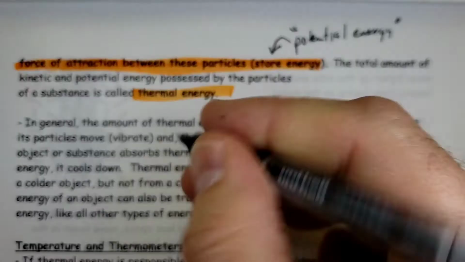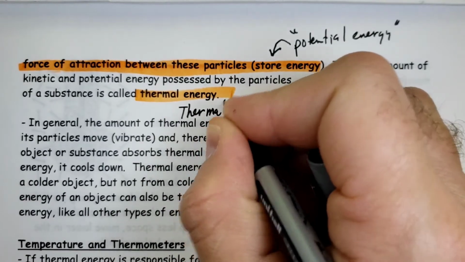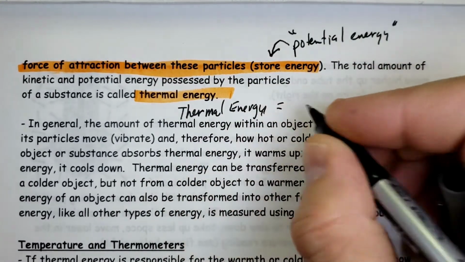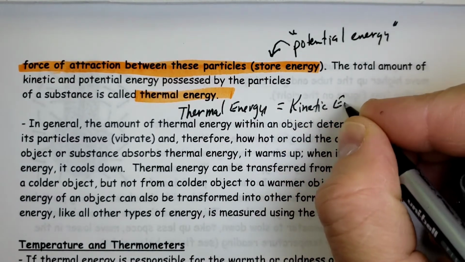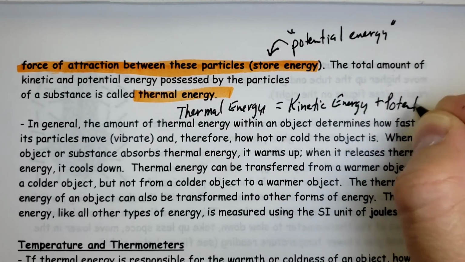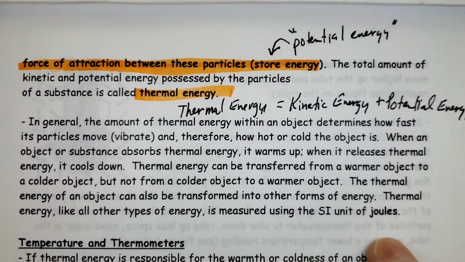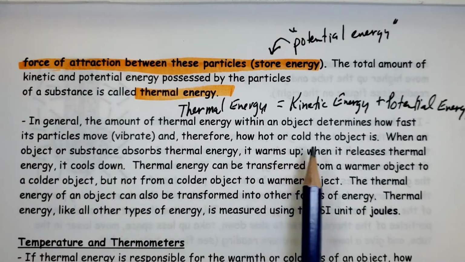So you can write down this little graphic right here. Thermal energy is equal to kinetic energy plus potential energy. Combination of both. In general, the amount of thermal energy within an object determines how fast it'll move, therefore how hot or cold it gets.